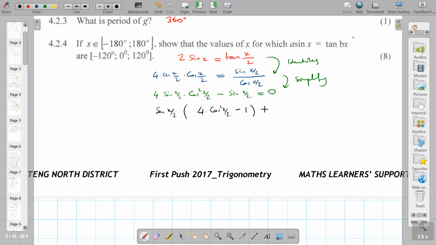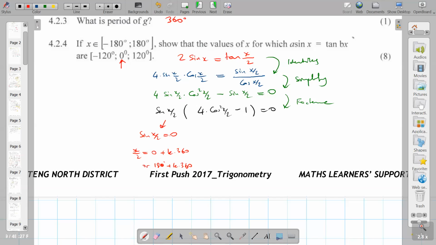Because sine x over 2 we took as a common factor. So third step is factorize. And then finally, we can just solve for each. So we will get an answer for what makes sine x over 2 zero. So sine x over 2 is 0 when x over 2 is what? 0 plus k times 360 or 180 minus 0. But as you see in this interval, when you times x by 2, you only get one answer, 0.